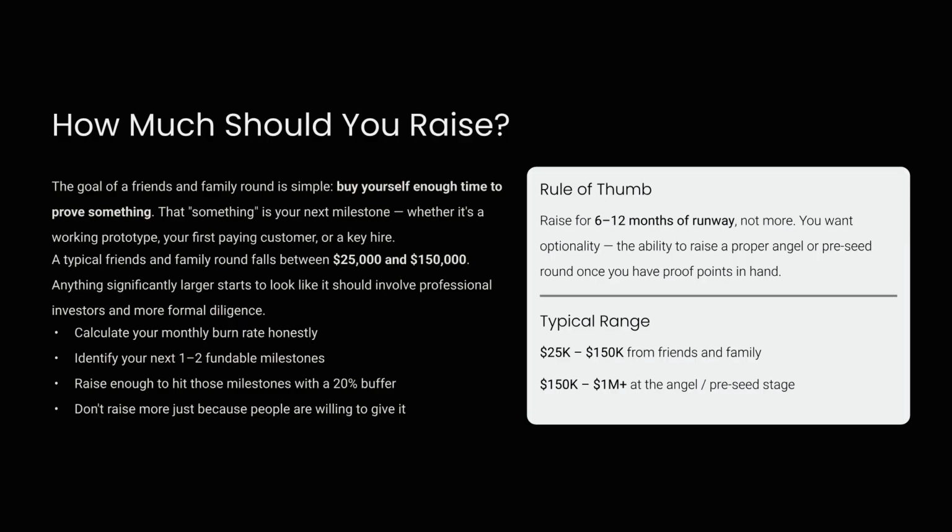A typical friends and family round ranges from $25,000 to $150,000. Calculate your burn rate, identify 1 to 2 fundable milestones, and raise enough to hit them with a 20% buffer. Don't raise more just because you can.